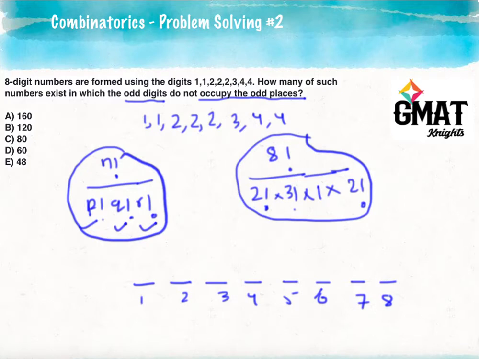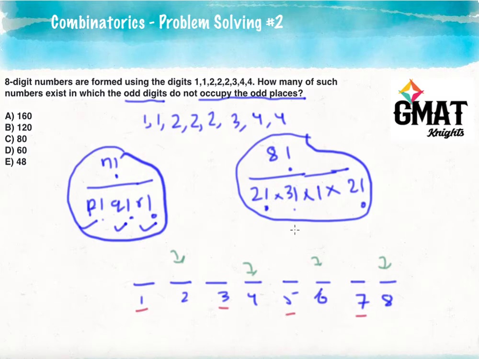Now the question says that odd digits do not occupy the odd places. So which ones are the odd places? This is the odd place, this is the odd place, this one and this one. These red ones are the odd places. So we do not want the odd digits to go in these places. Basically the odd digits can go either here or here or here or here.